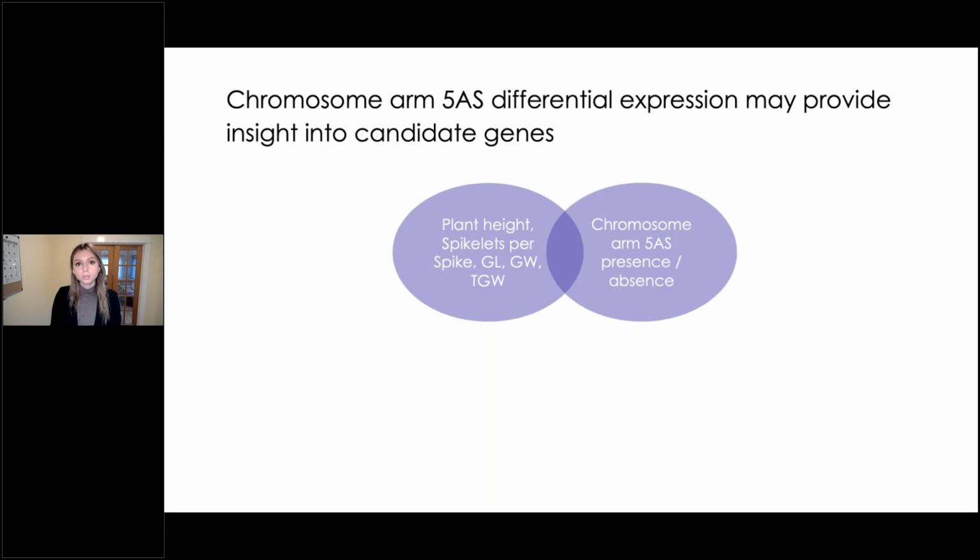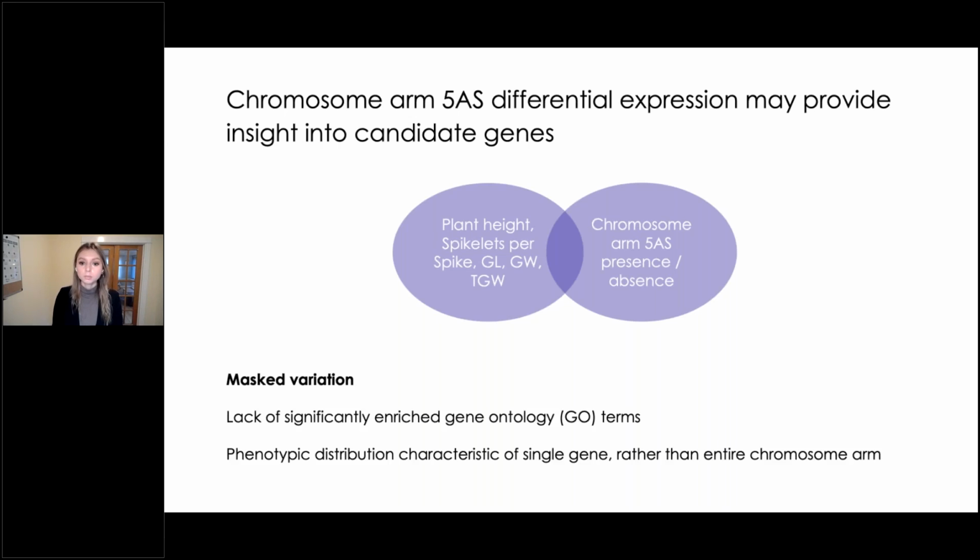And we wanted to explore these differentially expressed genes for candidate genes that might be contributing to the phenotypes, and we performed a gene ontology or GO-term enrichment study. Ultimately, we did not find any significant GO-terms related to our traits of interest. And this, coupled with the phenotypic variation that is characteristic more of a single gene rather than an entire chromosome arm deletion, highlights some of the challenges of identifying variation that is masked by a redundant polyploid genome.